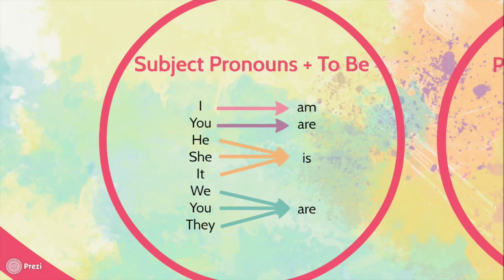Subject pronouns plus verb to be. Pronombres personales conjugados con el verbo to be. We have first person, second person, and third person, all of them in singular and plural. Se tiene primera persona, segunda persona y tercera persona, todos en singular y plural. First person is I. We use I with am. Second person is you. We use you with are.